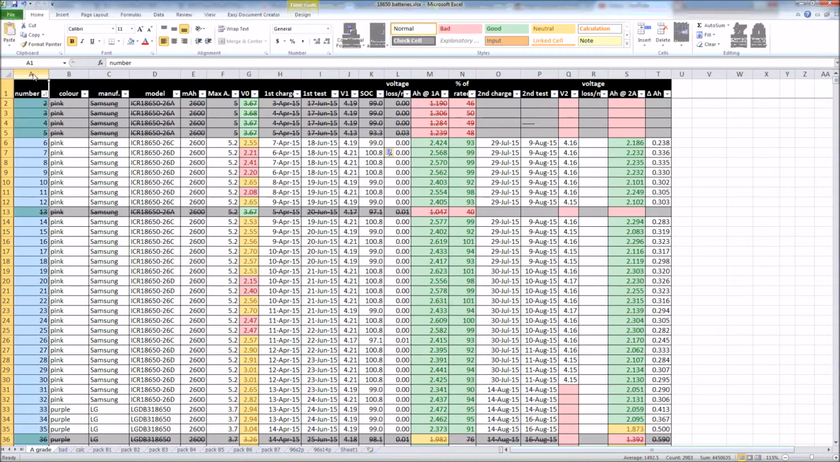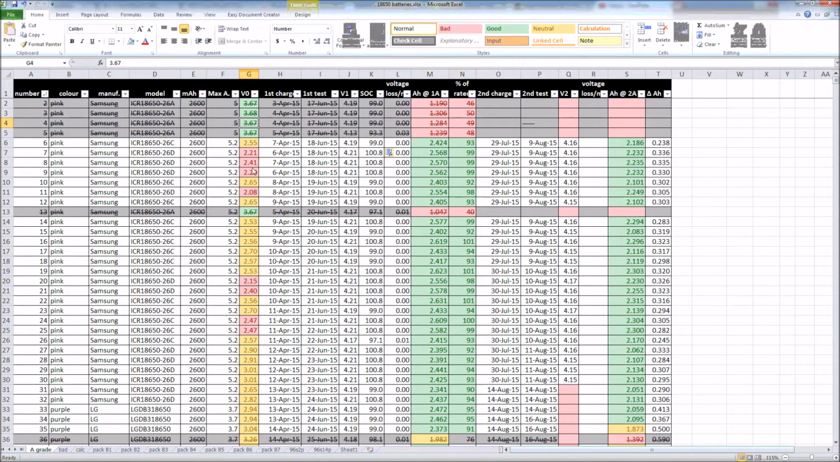First one, obviously, is the number that I've assigned to the cell. This is the color of the cell. This is the manufacturer, the model number, the rated milliamp hour, and the maximum current draw for that cell. Normally, more often than not, it's simply 2 times the milliamp hour rating, but some cells have different ratings than that. Next column is the voltage of the cell when it was harvested from the pack.